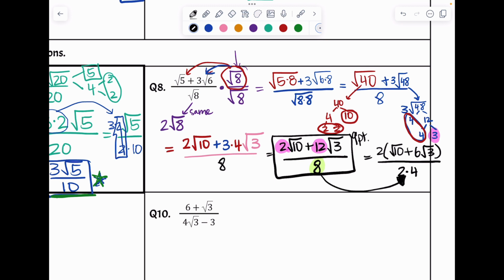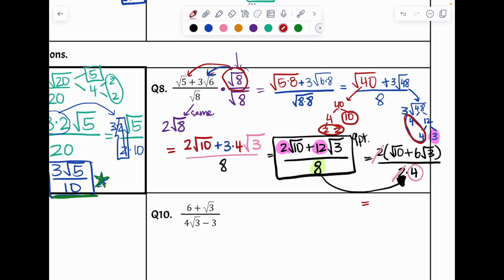8 is the same as 2 times 4. I wrote it out as factors, so we can do this. 2 over 2 simplifies as 1, so I'm left with 4 in the denominator. So the solution is going to be square root of 10 plus 6 square root of 3, over 4. And that's it.